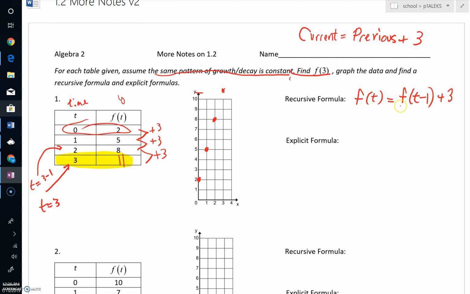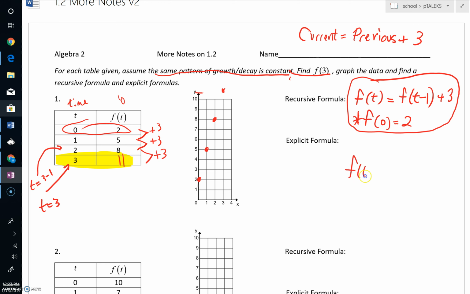Now, of course, it's never enough with this recursive pattern to say this is it. You're going to also have to give a starting value. So you'd say f of 0. Well, f of 0 is 2. By the way, this is the step that kids very frequently forget, the initial step. You have to define what you are starting with.